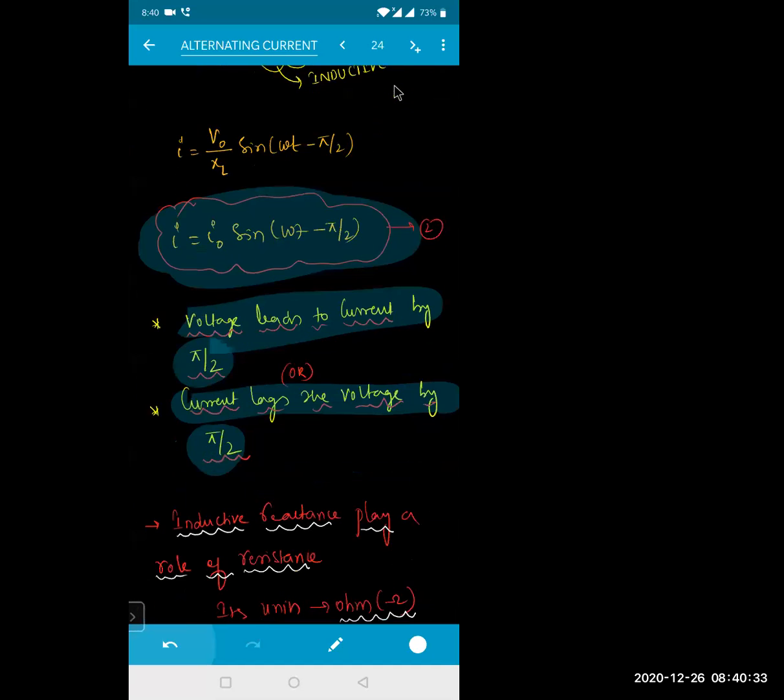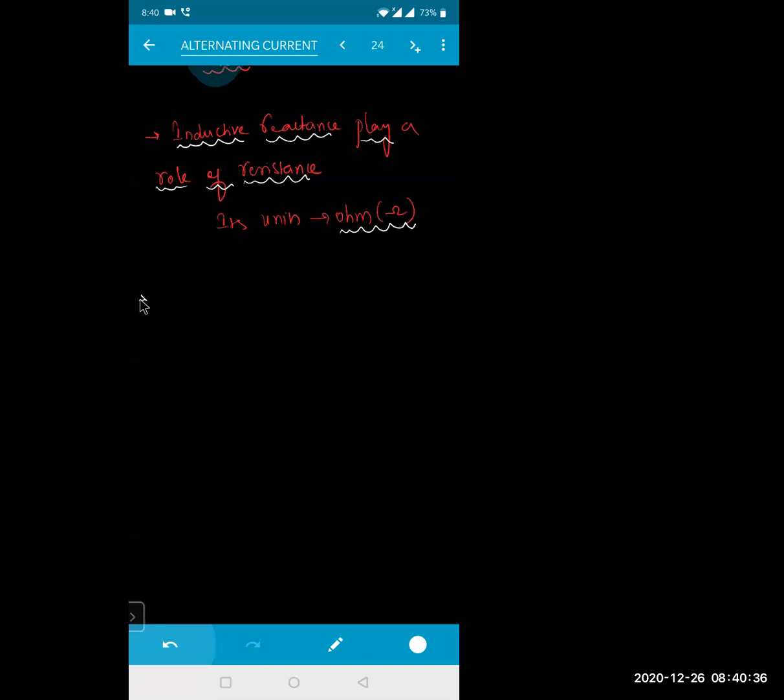If I draw a diagram for this, you need to remember these diagrams well. Here we take the potential or the current I on the y-axis, and on the x-axis we take the time t. Voltage is ahead, so this will be your voltage like this, representing capital V. Whereas the current is lagging by 90 degrees, so it is something like this. This is your current. Current is lagging by 90 degrees.